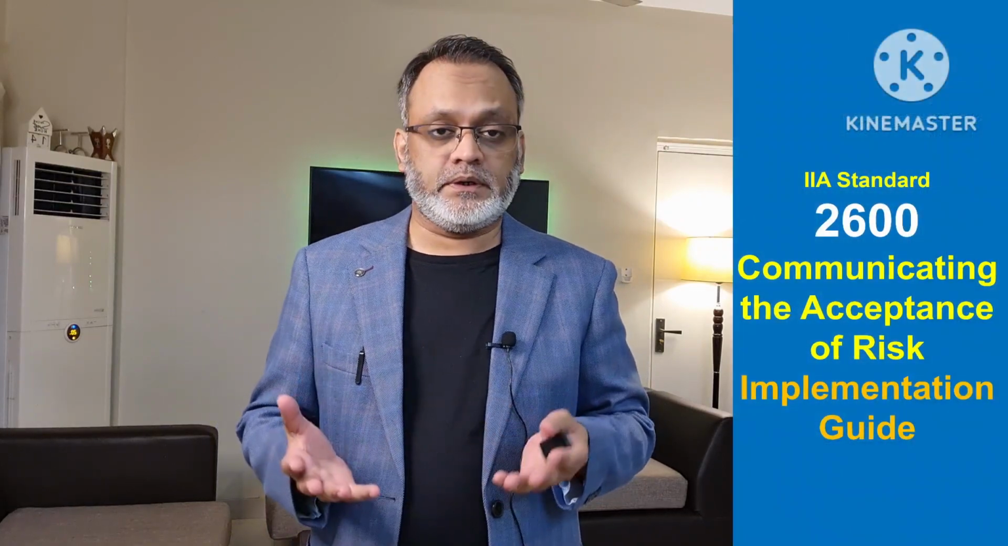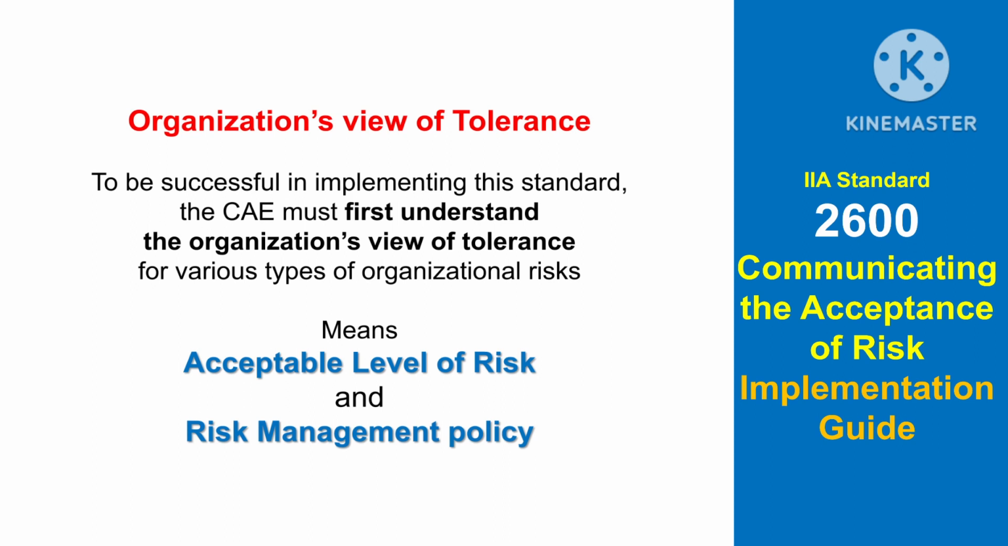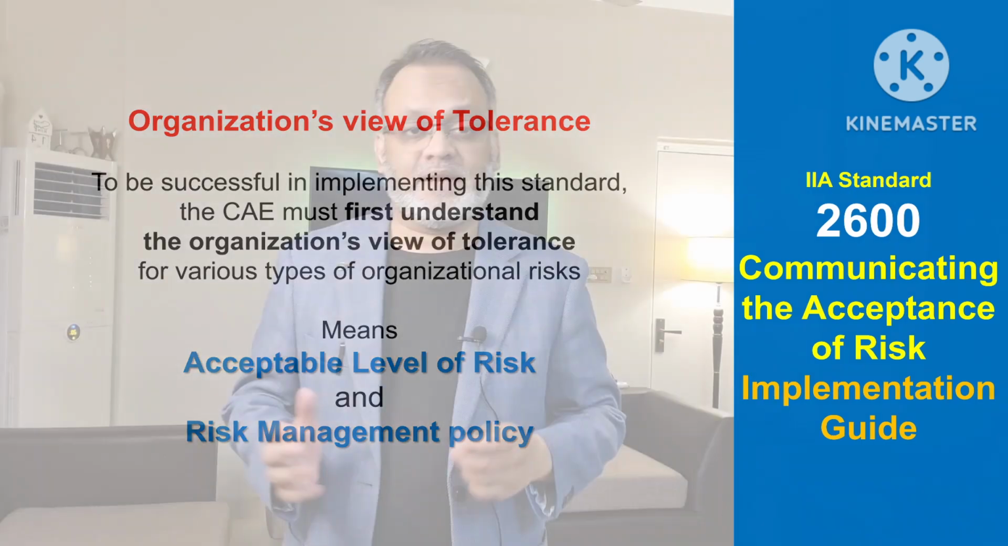So let's understand the requirement of the standard by reviewing the implementation guide. To be successful in implementing this standard, the Chief Audit Executive must first understand the organization's view of tolerance for various types of organizational risk, meaning the acceptable level of risk, and the risk management policy. So what is an acceptable level of risk?